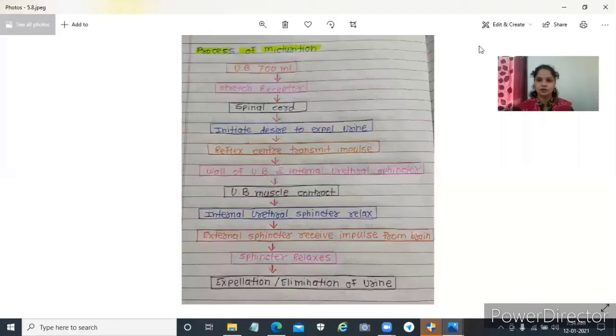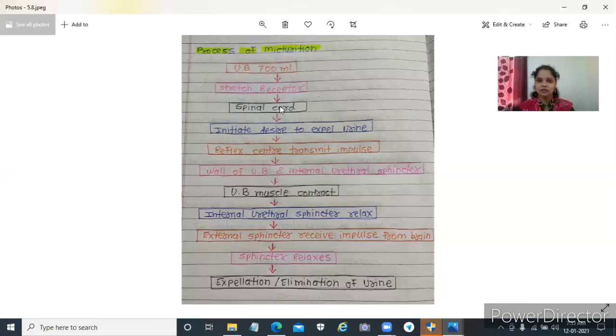Let's learn the process of micturition. Micturition means nothing but the elimination of urine from our body. The average capacity of the urinary bladder is about 700 ml. Now, when the urinary bladder is half filled, the stretch receptors present in the urinary bladder send this impulse toward the spinal cord.